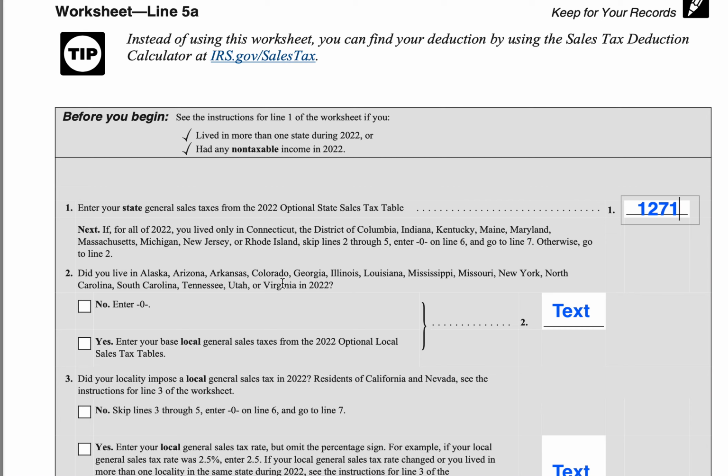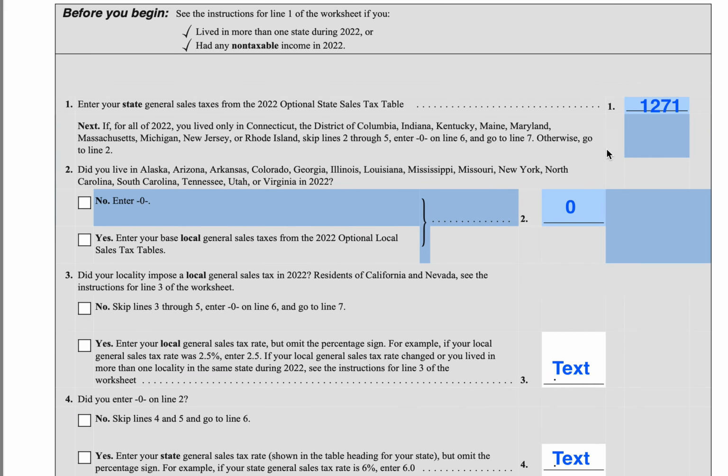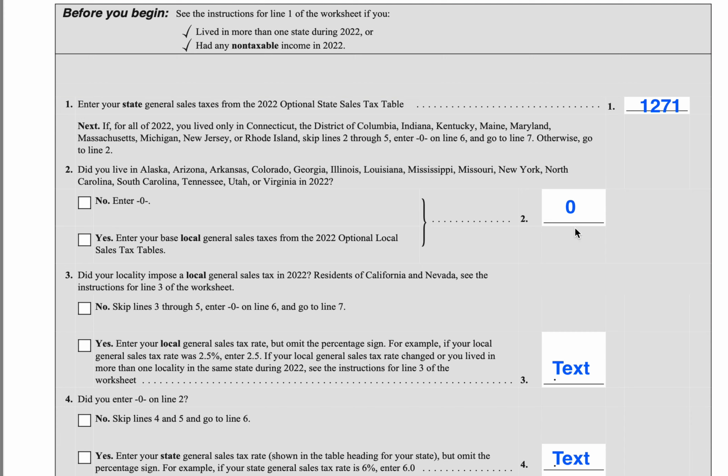In line 2, did you live in Alaska, Arizona, Arkansas, Colorado, Georgia, Illinois, Louisiana, Mississippi, Missouri, New York, North Carolina, South Carolina, Tennessee, Utah, or Virginia? In this case, we're going to say no because we said that we lived in Texas. So we would check the no box and enter 0 in that box, and then we move down.